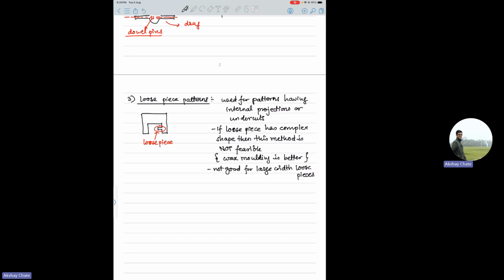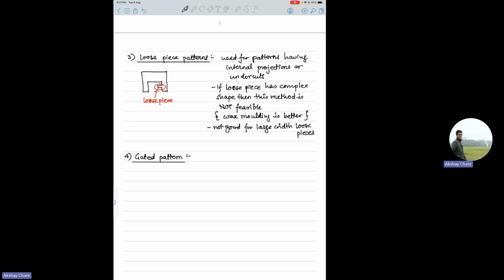Then after that, what was it? Gated pattern. So this is, we'll see more of this in the next class also. There you'll analyze this in detail, because this is one pattern making method, or type of pattern, which is widely used, because it eliminates the time required for hand cutting of runners and gates, because you use a common runner for multiple casting products, and that saves you a lot of time.